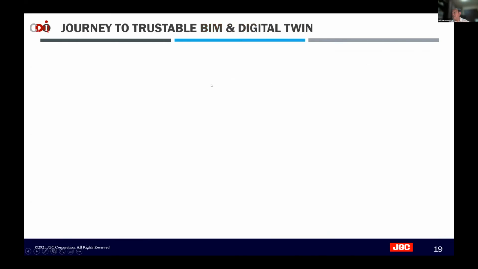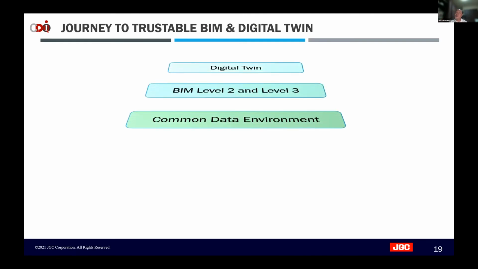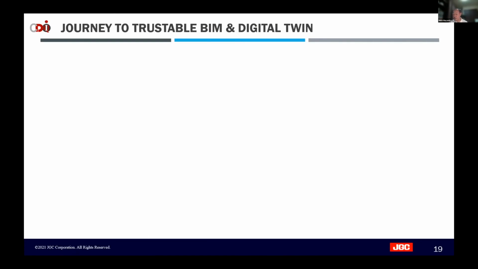Hopefully you understand this comparison. Okay, so now suppose we are targeting a good quality digital twin, graphically and with shared models. A digital twin could be produced from BIM level 2 and level 3, where the data is fed from a common data environment for both cases.